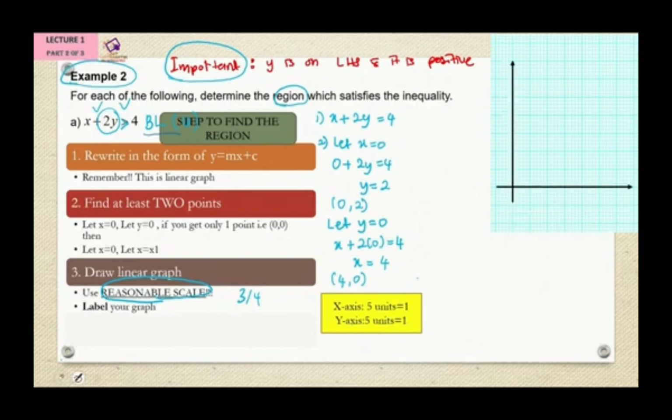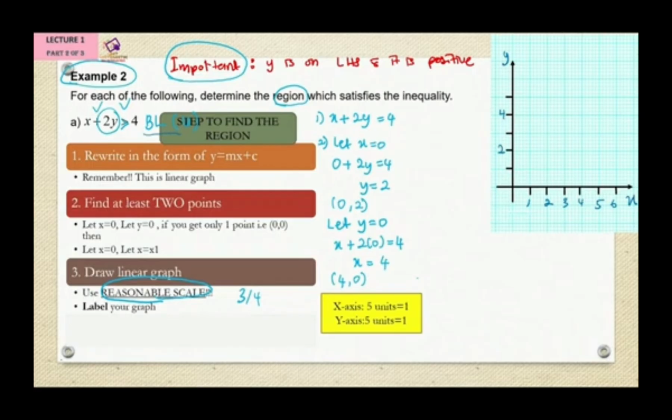First things first, we need to draw your axes. This is the x-axis and this is the y-axis. Since we use the scale 5 units equals 1 for both x and y, we will have it like this. Here we can write 1, 2, 3, 4, 5, 6 for the x-axis, and for y we can write 2, 4, like this, as long as you are using the correct scale.